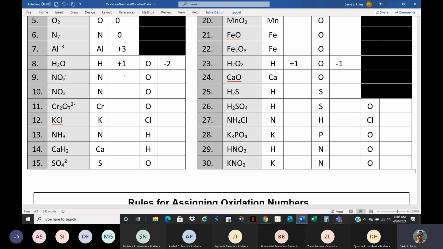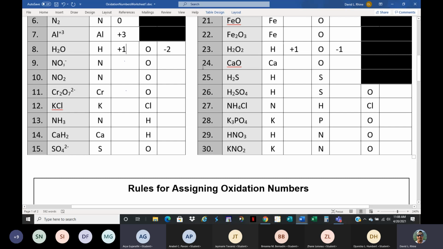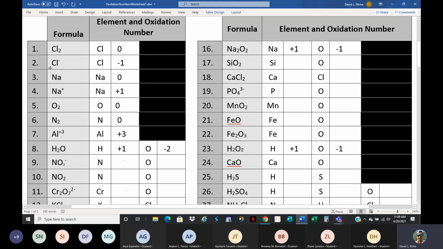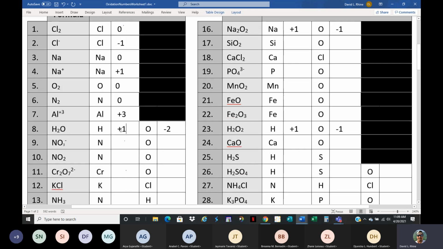Okay, questions on number 8? I have a question. Could you please explain the first 2 rules again? Yes. The oxidation number of any uncombined element is 0. Uncombined means it's not combined with any other element. So here you have just chlorine. Here you have just sodium. Here, number 5, you have just oxygen. Number 6, you have just nitrogen. So their oxidation numbers are going to be 0.